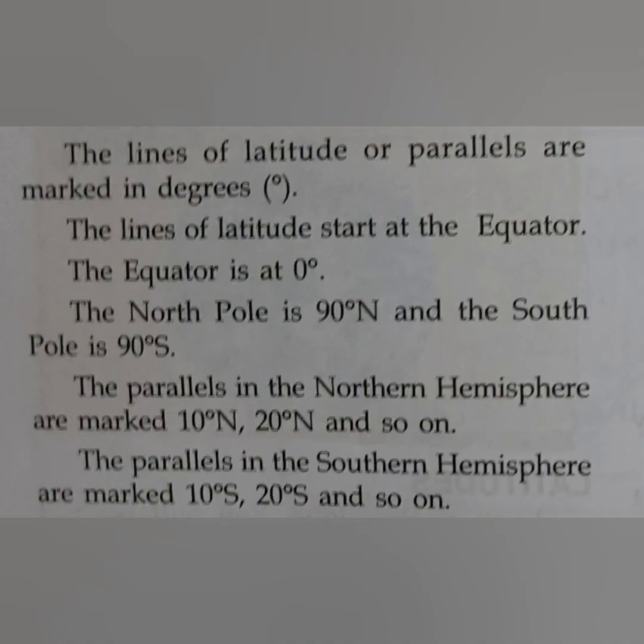Students, let's read the next part. The lines of latitude or parallels are marked in degrees. The lines of latitude start at the equator. The equator is at 0 degree. The North Pole is 90 degree N and the South Pole is 90 degree S. The parallels in the northern hemisphere are marked 10 degree N, 20 degree N, and so on. The parallels in the southern hemisphere are marked 10 degree S, 20 degree S, and so on.